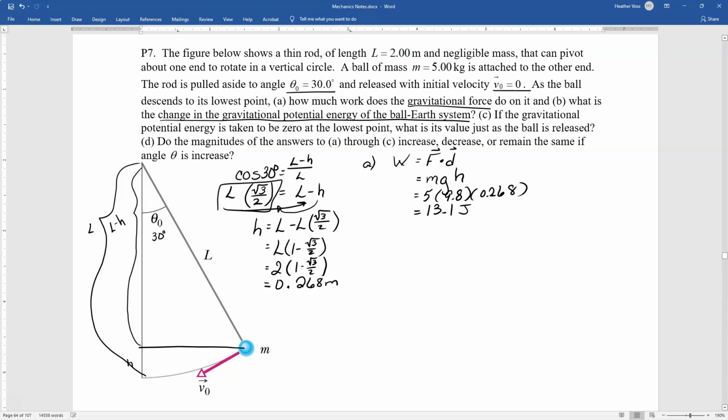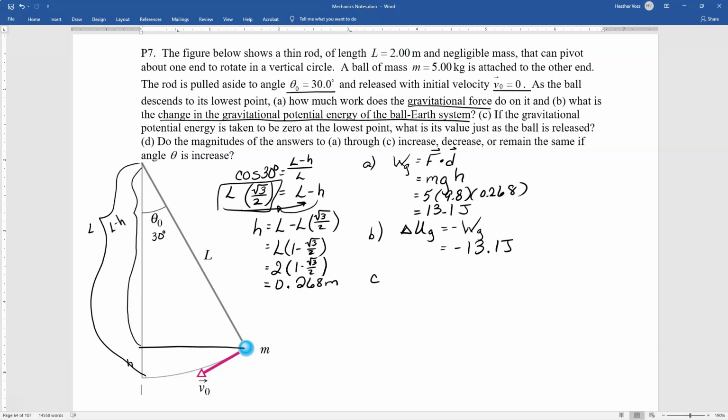Part B says, what is the change in the gravitational potential energy? Well, the change in the gravitational potential energy is going to equal negative work. So that's going to be negative 13.1 joules.